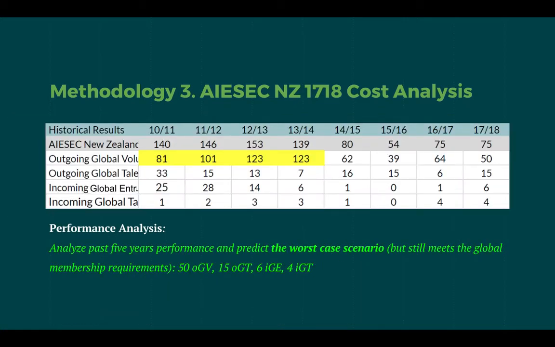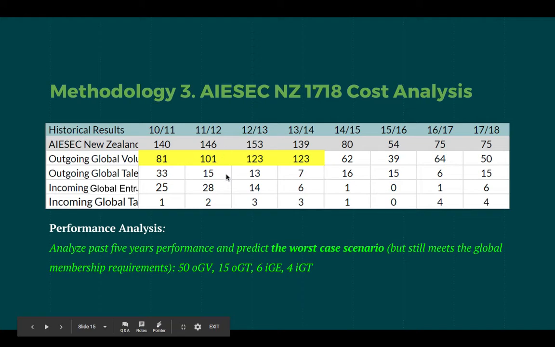So, next is the performance analysis. I analyze based on the past 5 years' performance and predict the worst case scenario. The reason I identify the worst case scenario is that I need to identify the bottom line. If we only perform at this worst case and we are still able to cover our costs, then this price is the optimal option.